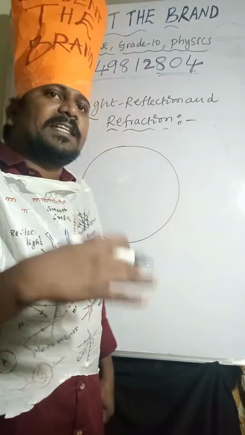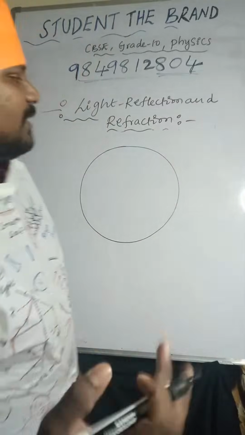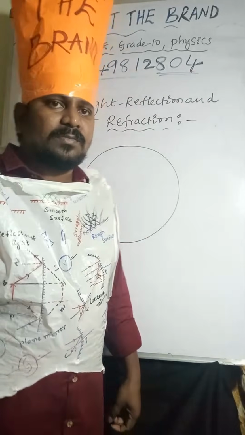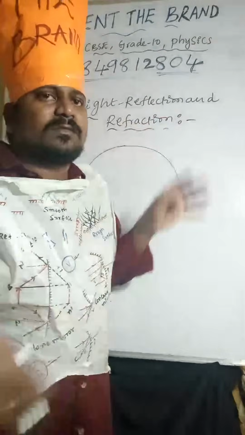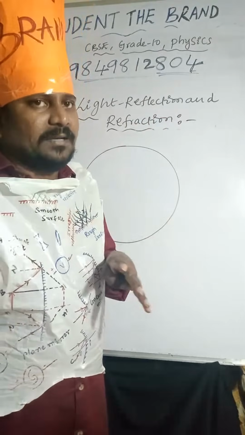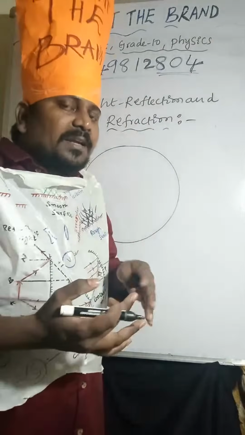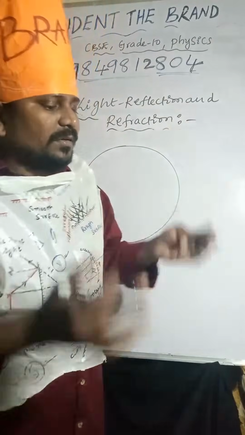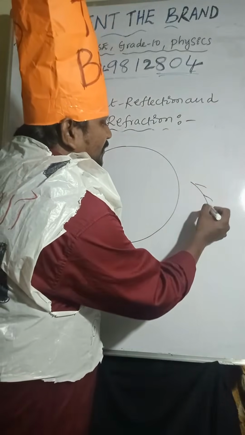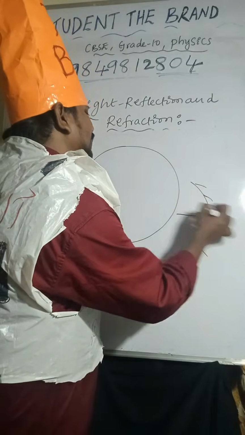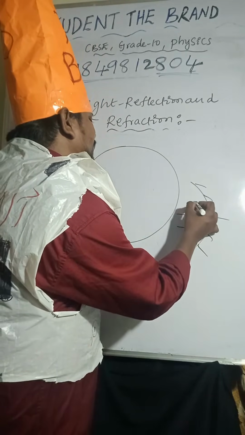Reflection takes place inward, concave mirror. Reflection takes place outward is called convex mirror. Spherical mirrors are divided into two types, concave mirror and convex mirror, based on the reflection. So if reflection is taking place inward, that is called concave mirror.